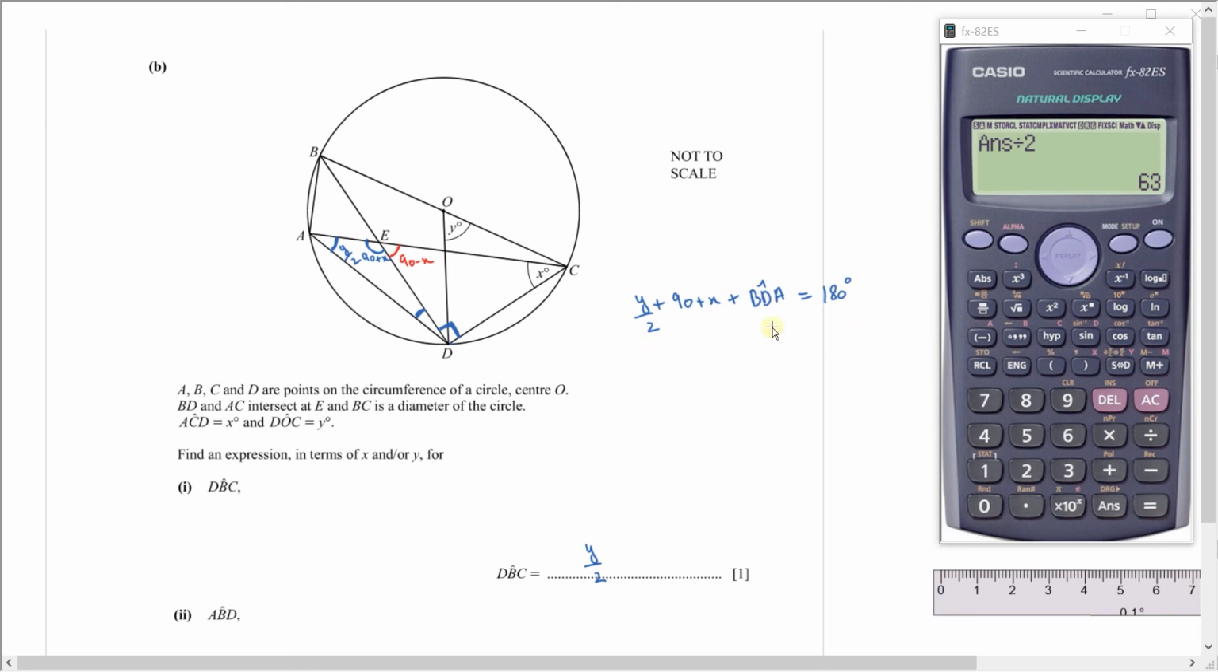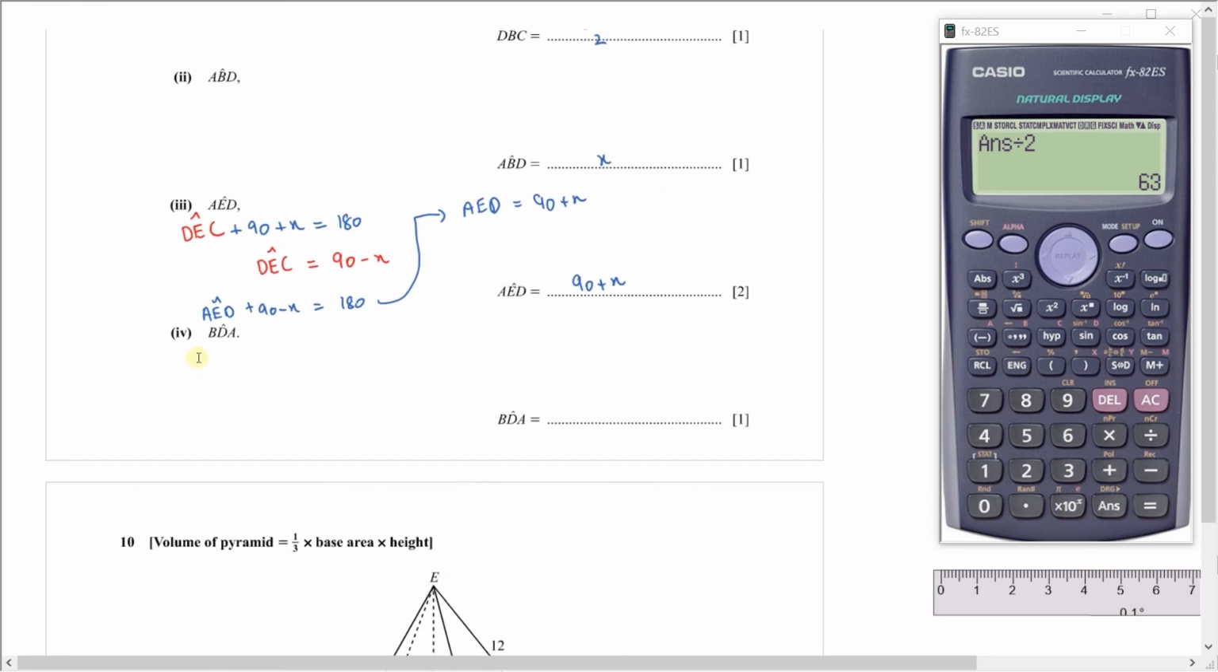So now we can solve this equation. Let me bring it down here. So now my angle BDA will be, I'll take the rest of these on the other side of the equation. So 180 minus 90 will be 90. This X will become negative X. This positive Y by 2 will become negative Y by 2. So your angle BDA is 90 minus X minus Y over 2.